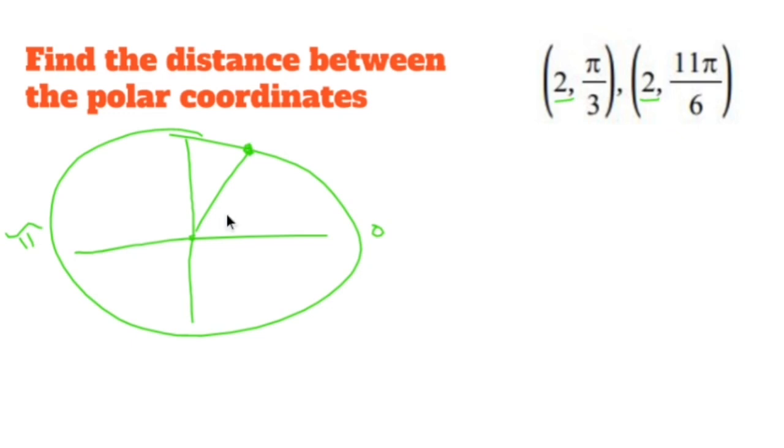This one is going to be 2, pi over 3. So this measurement is pi over 3 radians away from 0. Not too hard to understand. This other one is going to exist at 11 pi over 6, which is somewhere over here. Now, if this is 11 pi over 6, that implies that this is 1 pi over 6 away from 0.